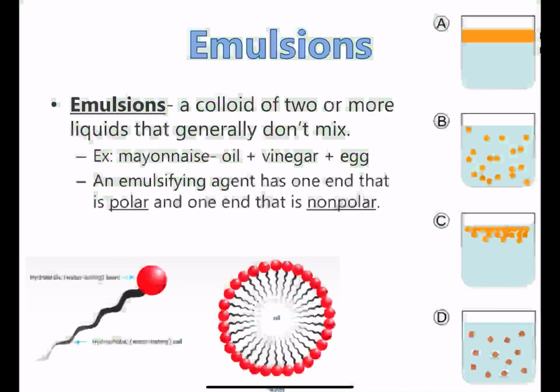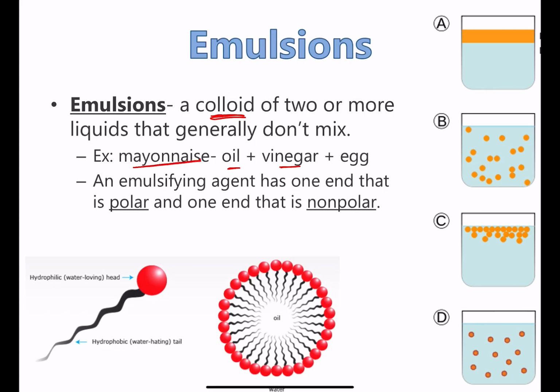All right? And then the last thing we're going to talk about today is an emulsion. So an emulsion is a type of colloid of two or more liquids that generally don't mix. So they're liquids that are generally insoluble in one another, okay? So for example, oil and vinegar. Oil and vinegar are used to make mayonnaise. When you think about mayonnaise, it's pretty much even throughout, right? It's an example of an emulsion.